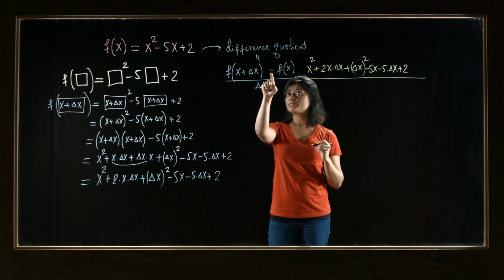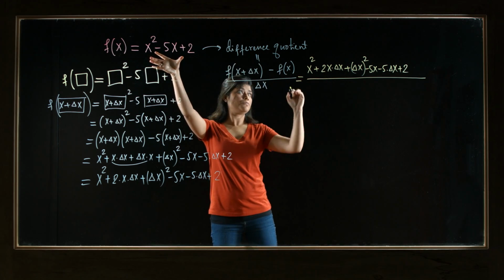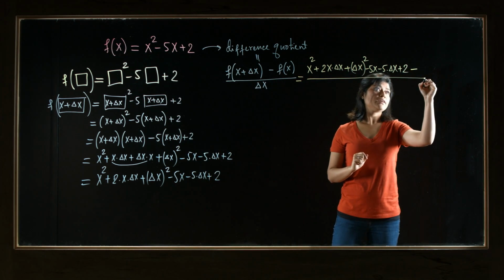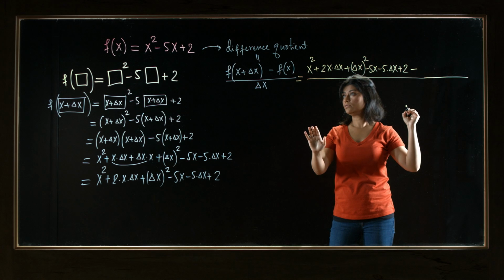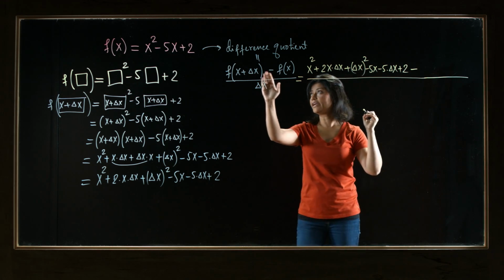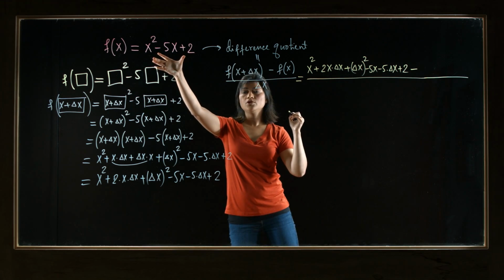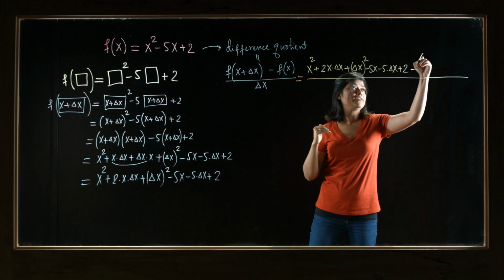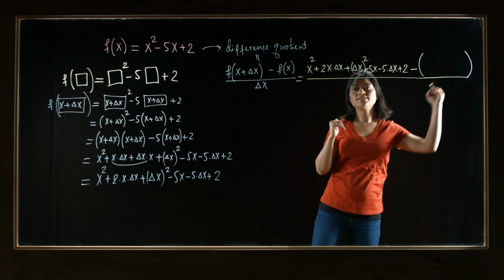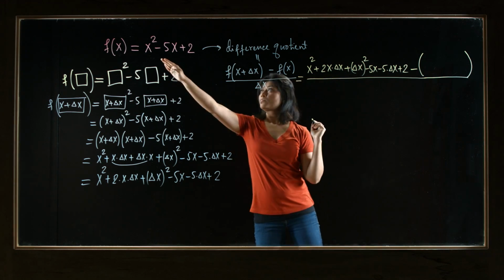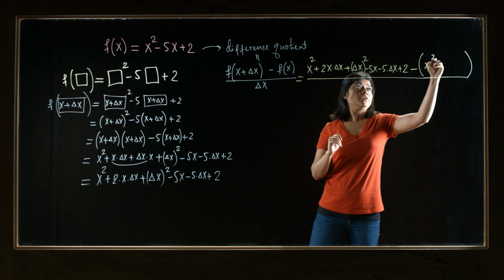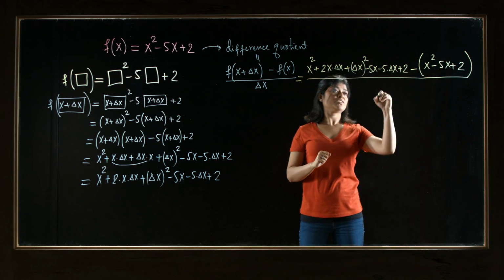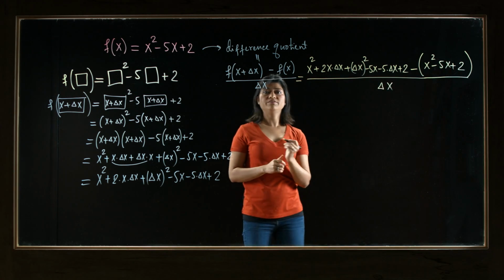Now we have to subtract f of x from this expression. So we have minus, and here you have to be very careful. Notice that there's a negative sign in front of this expression. So you have to distribute this negative sign throughout. So the best thing is to put the f of x inside a bracket. f of x is x squared minus 5x plus 2. And then in the denominator, we have delta x.